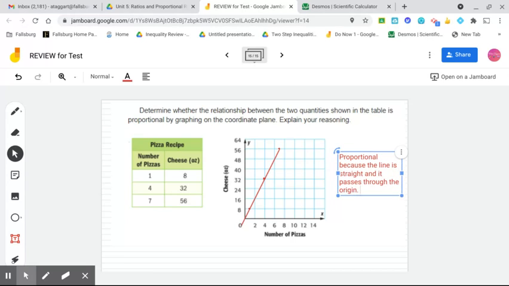Okay, please don't say that it goes straight through the origin, because the line can go straight through the origin right here, but then it could be a little funky up here and not be a straight line anymore. So please make sure you differentiate that the line is straight and it also passes through the origin.